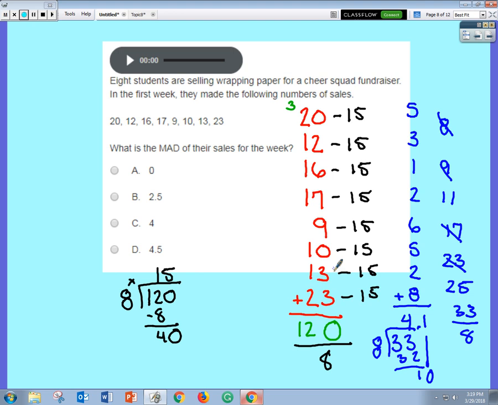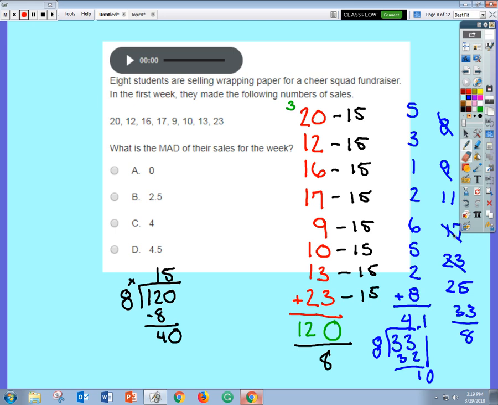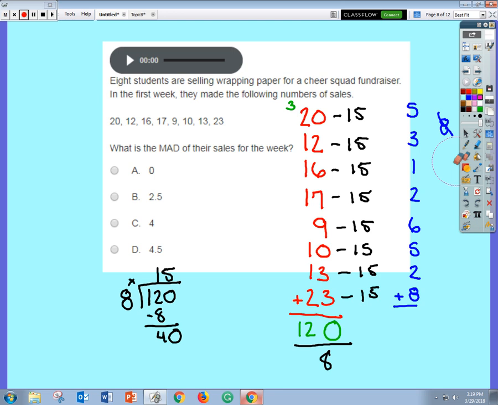Let's take a look. I'm going to go back to my absolute deviations. 5, yes. 3, yes. 1, yes. 2, yes. 6, yes. 5, yes. 2, yes. 8, yes. Okay, I agree with all that. Did I add incorrectly? Let's take a look again.